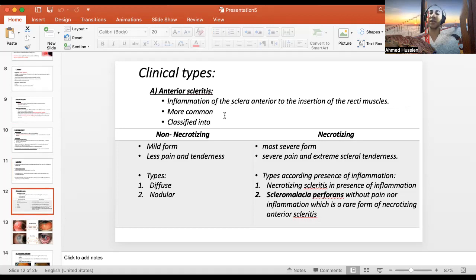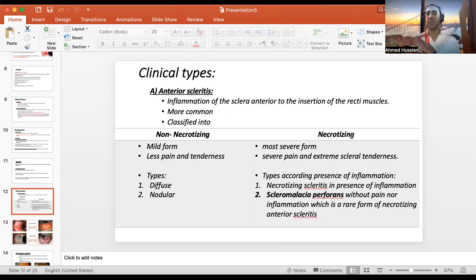So clinical types: anterior scleritis, inflammation of the sclera anterior to the insertion of the recti muscle. It's much more common than posterior scleritis, and it has two types, what's called the non-necrotizing and the necrotizing form. From its name, non-necrotizing, so there is no tissue necrosis, so it's a milder form. There is less pain and tenderness. And again, it's divided into two types, either diffuse non-necrotizing scleritis or nodular non-necrotizing scleritis.